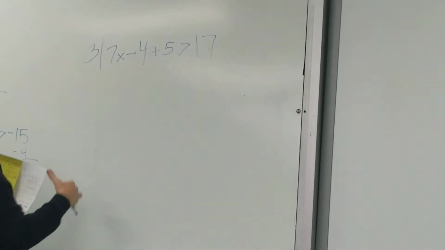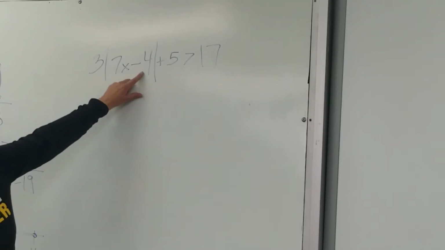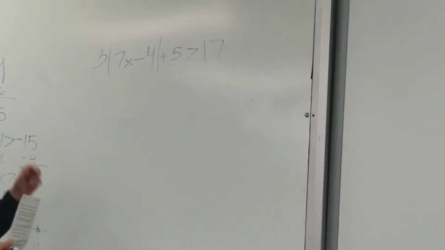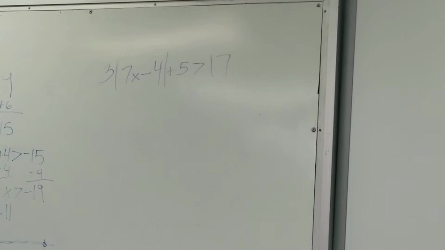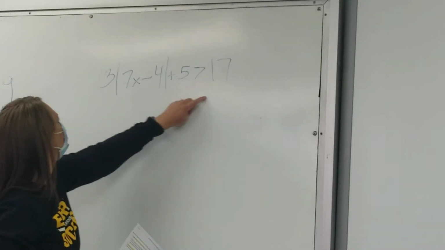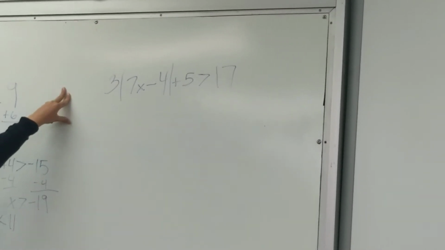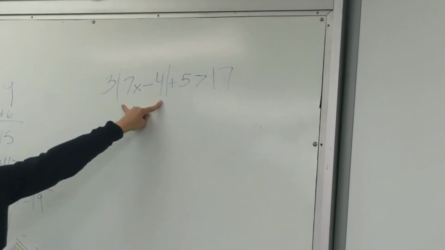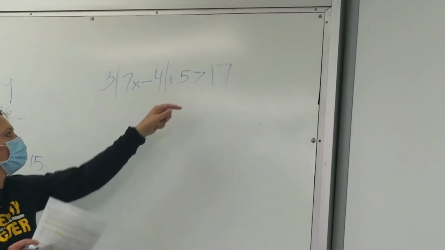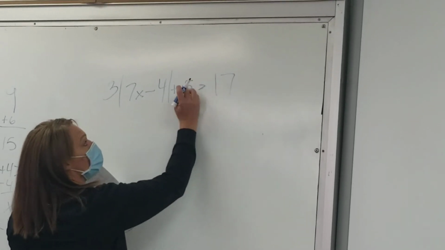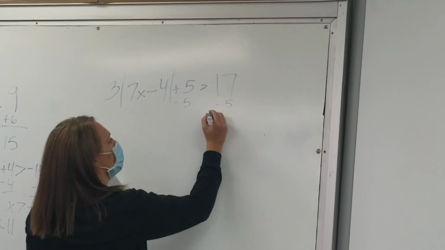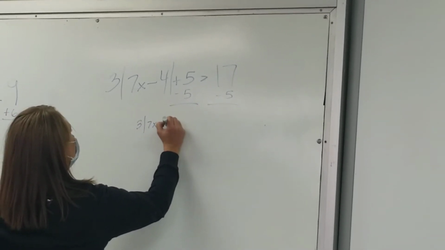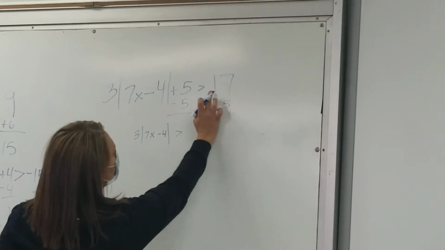We have 3 times the absolute value of 7x minus 4, plus 5, is greater than 17. What am I going to do very, very first, Nick, in that inequality? I have to isolate the absolute value first. Minus 5. Oh, sorry, you can't read my greater than. But we're going to minus 5, you're right.